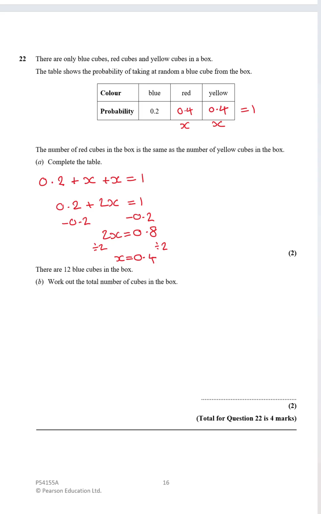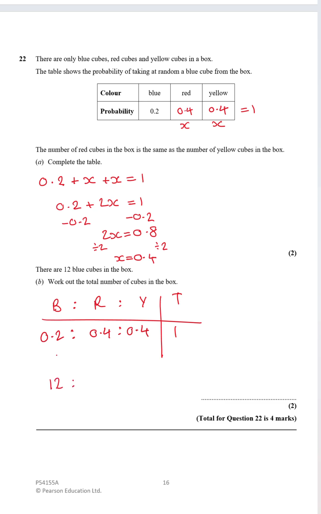0.4 and 0.4. There are 12 blue cubes in the box. Work out the total number of cubes in the box. Once again, I'm going to use a ratio table. So blue, red, yellow, and a total. And I'm going to put 0.2, 0.4, 0.4, and 1. There are 12 blue cubes in the box. I'm going to put 12 into my correct category, which is blue.